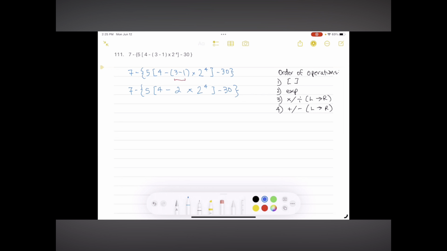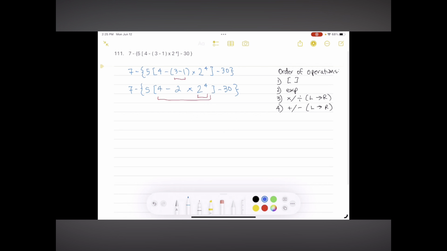Okay, now we look at the brackets and we see the innermost bracket has an exponent. So we work on the exponent within the innermost bracket first. So 2 to the fourth power is 2 times 2 times 2 times 2.